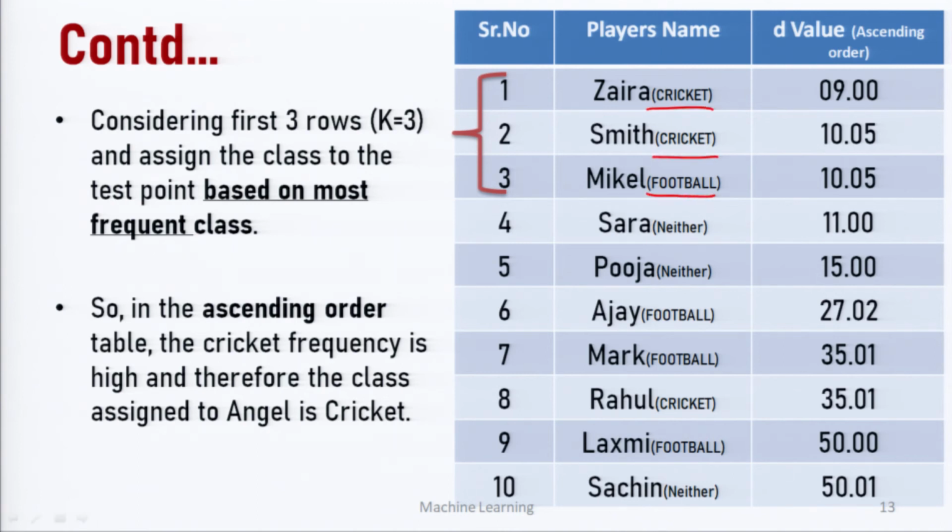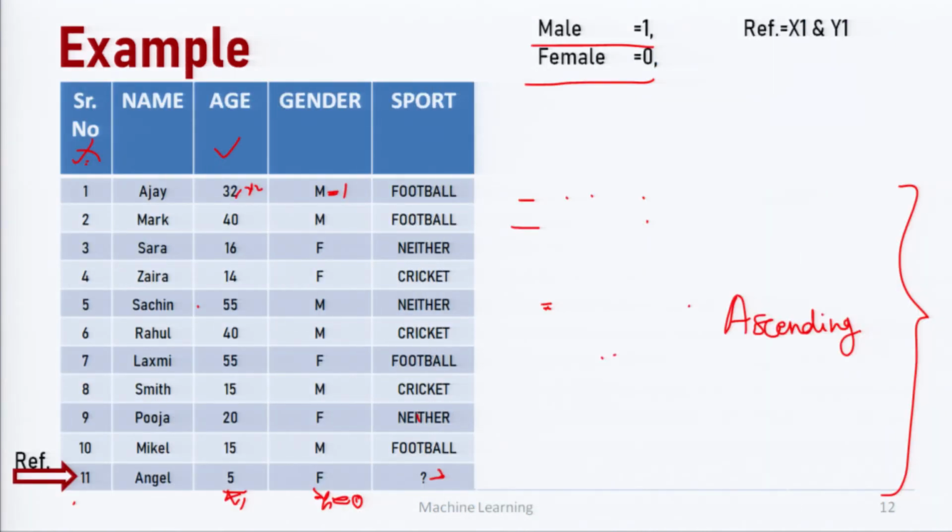Now, in the class we see that the majority is cricket, 2 in number, whereas the other is single. So, we assign the new player, who is Angel, to the cricket class. Based on the most frequent class, we assign that class to the new entrant. So, we have applied it, and our prediction is that the new player will most likely play cricket.